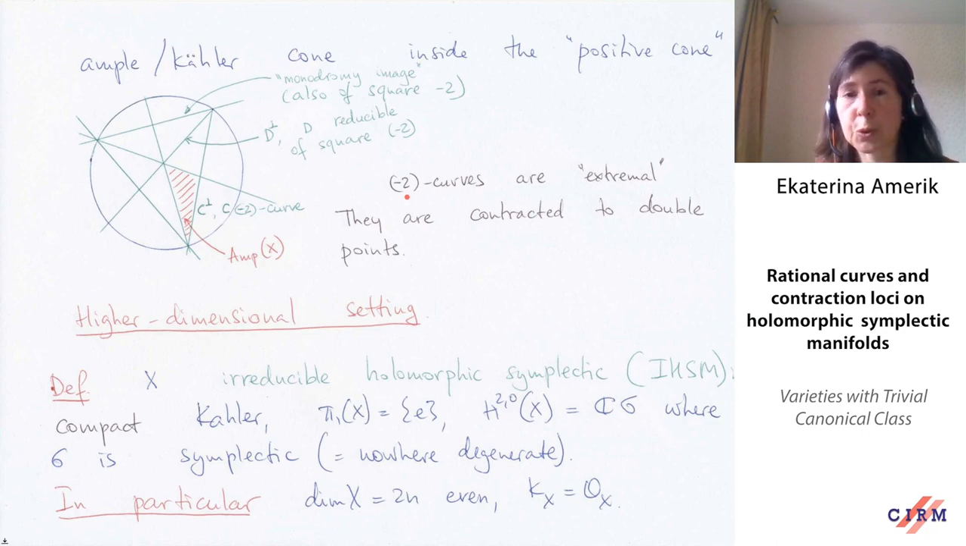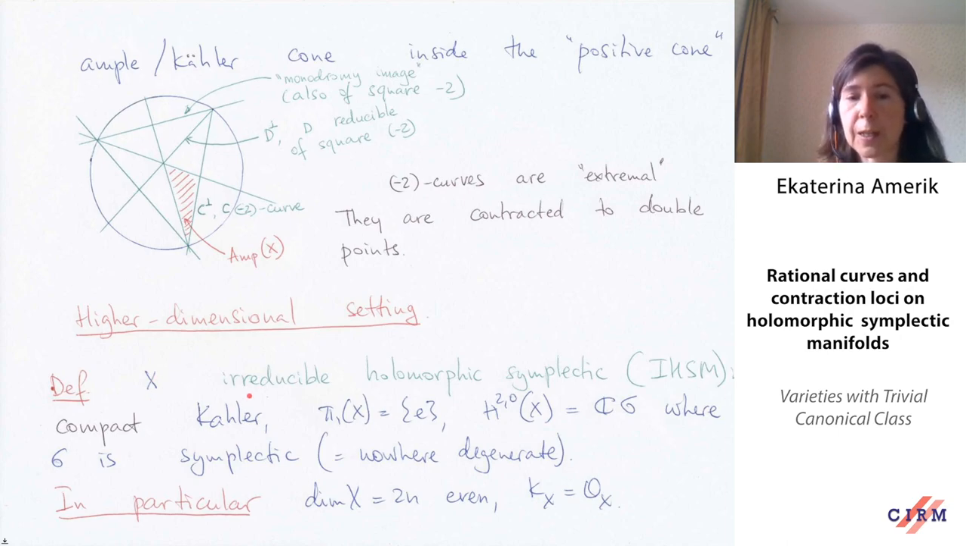So we can also reformulate this by saying that minus two curves are extremal curves. Extremal curves, I mean in the cone of curves. And when we say extremal curve, we of course expect to say extremal contraction somewhere. Indeed, in this situation, we know that these minus two curves can be contracted to double points in the projective as well as in the analytic setting. So we would like to study this in higher dimension.